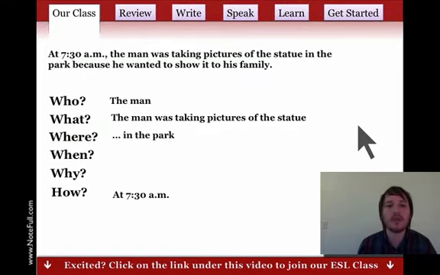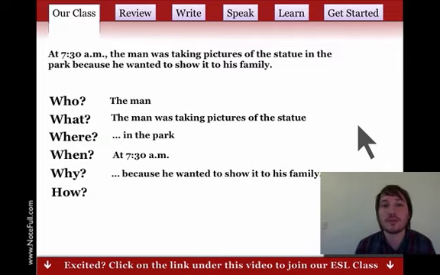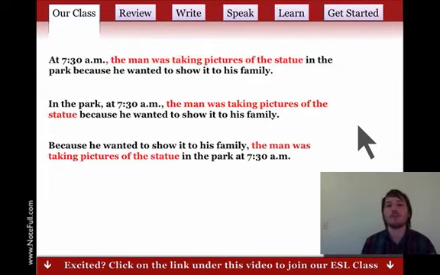Where? In the park, we know. When? At 7:30 a.m. Why? Because he wanted to show it to his family. And how? We didn't explain how. We could say the man was carefully taking pictures, or the man was quickly taking pictures. We're going to practice that today when we study adverbs. We took all of those parts and we made a sentence.